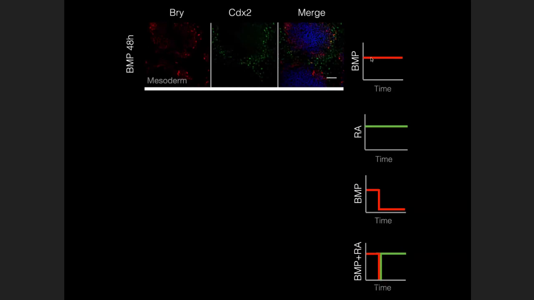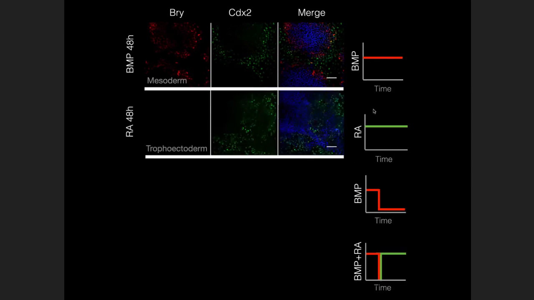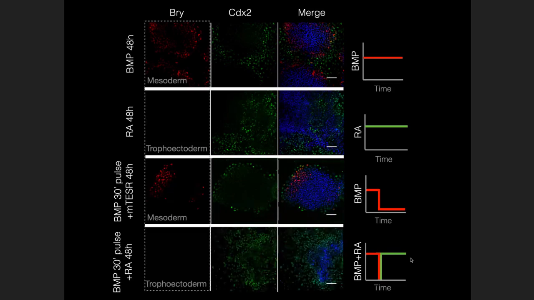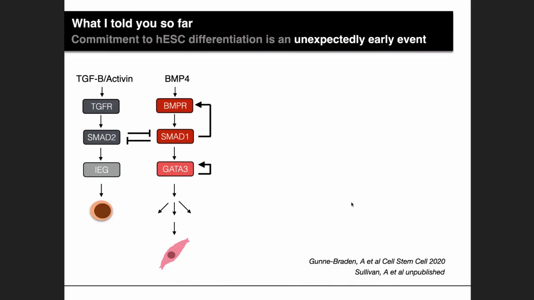So cells that see BMP in a sustained manner become mesendoderm. Cells that see retinoic acid become trophoectoderm. A pulse of BMP, cells don't care, they will become mesendoderm. What happens now when we try to switch fates? And the cells are able to switch indeed. And this actually happens within a window of time of about 48 hours. So what I tried to show you today was that commitment to differentiation in human ES cells is an unexpectedly early event.